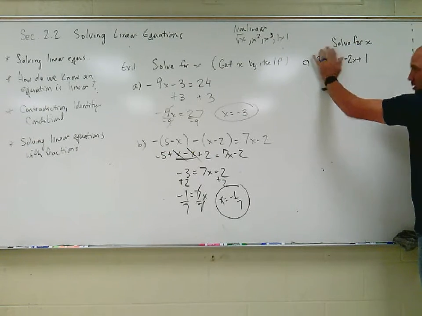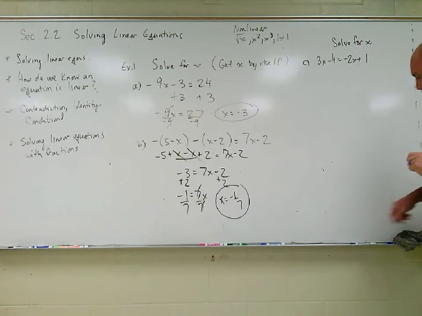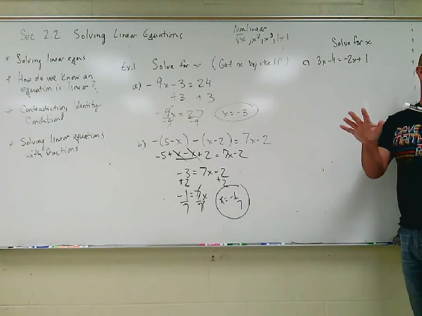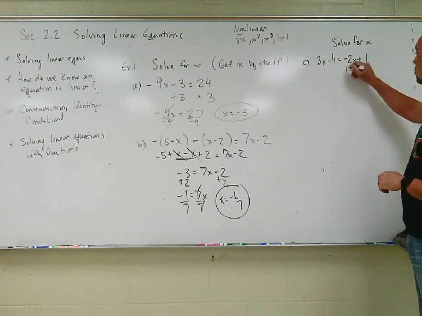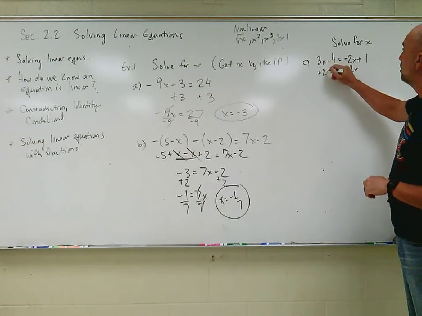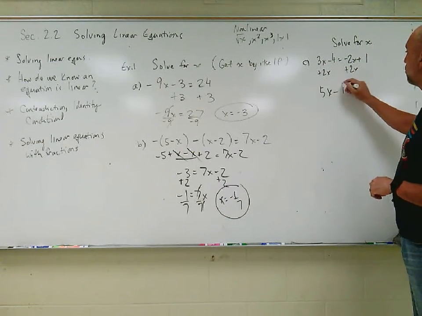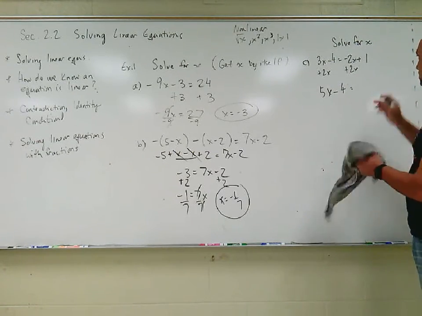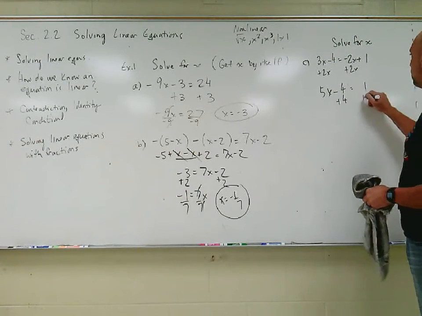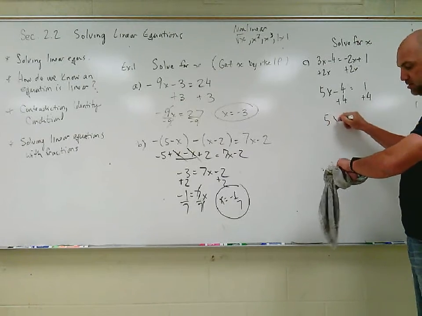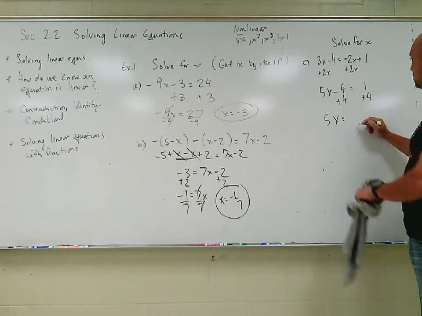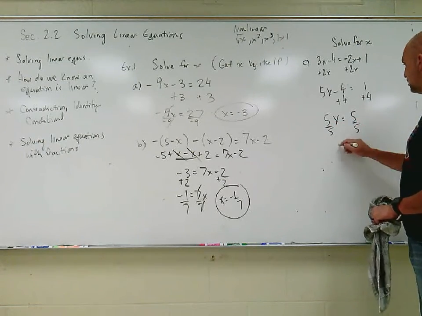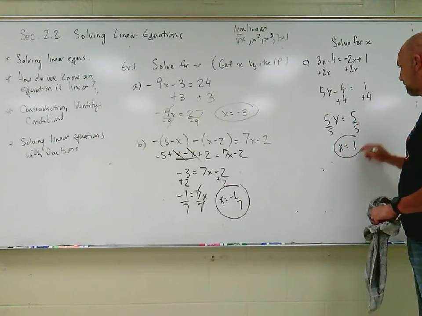If I cover the left-hand side up, do you agree that the right-hand side is the equation of a line? Yeah, okay. So now, if we solve, I like to eliminate negatives when I can, so I would have added 2x over. So I have 5x minus 4 is 1, and I would have added 4 over. So I have 5x equals 5, then divide by 5, so x is 1, okay?